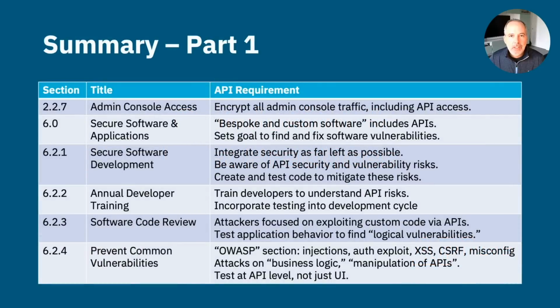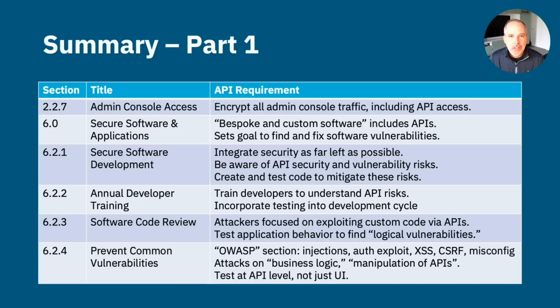First, let's summarize the various sections of DSS 4.0 and what they mean for APIs. Starting with 2.2.7, this requires secure access to admin consoles, including encryption of all communications. Make sure you're looking at API access to consoles as well, and not only encrypting the communication, but controlling access to those endpoints. 6.0 is the core of DSS 4.0 with respect to securing payment-related applications.